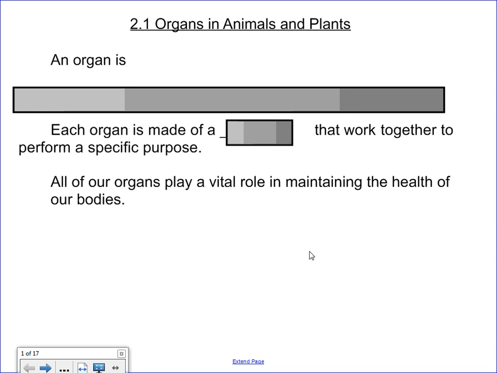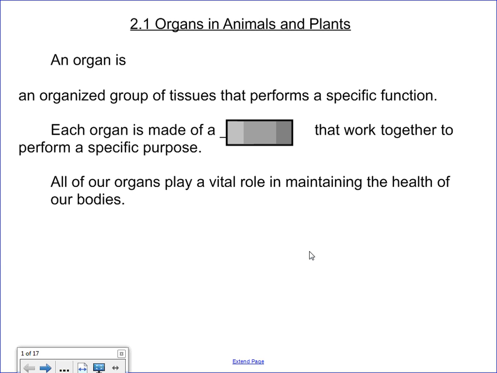In the following video, we will discuss organs in animals and plants. So we'll begin with a basic definition of what an organ is. An organ is an organized group of tissues that work together to perform a specific function. Each organ is made up of a series of tissues that work together to perform that specific purpose.